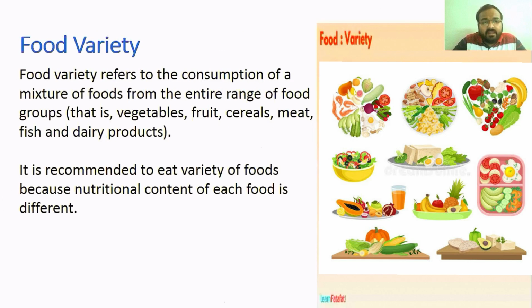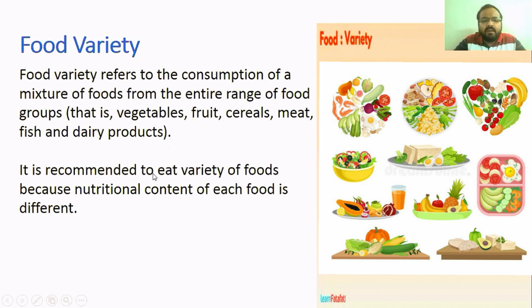Now, food variety. What is food variety? How can we define food variety? Food variety refers to the consumption of a mixture of foods from the entire range of food groups, that is vegetables, fruit, cereals, meat, fish, and dairy products. So this is food variety.